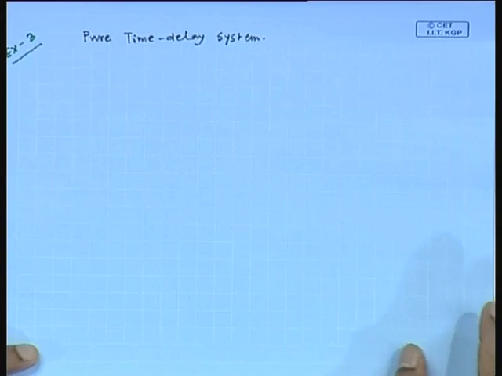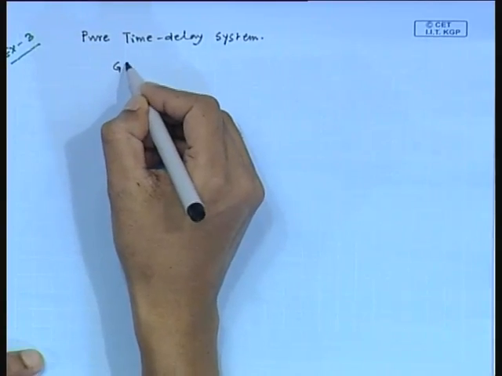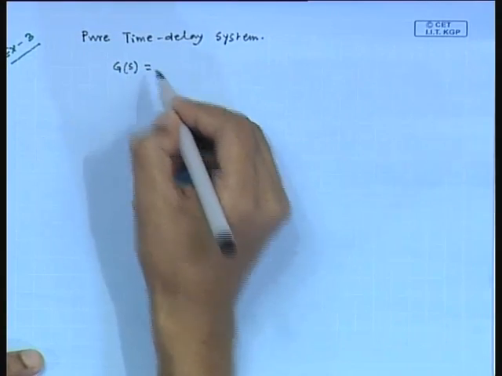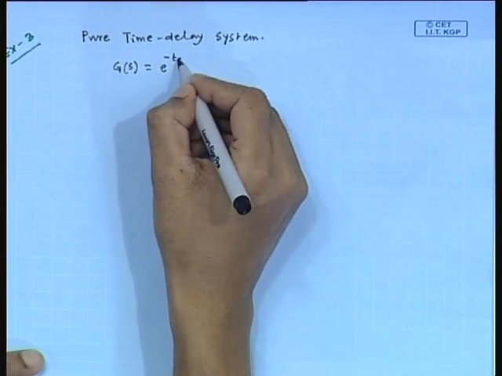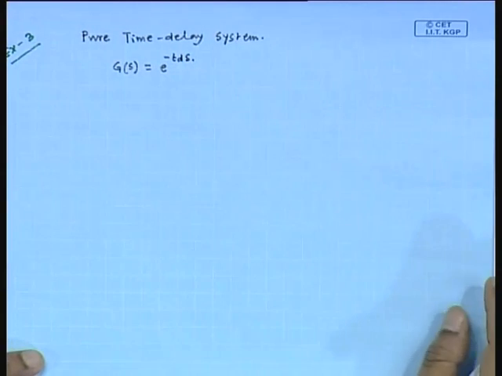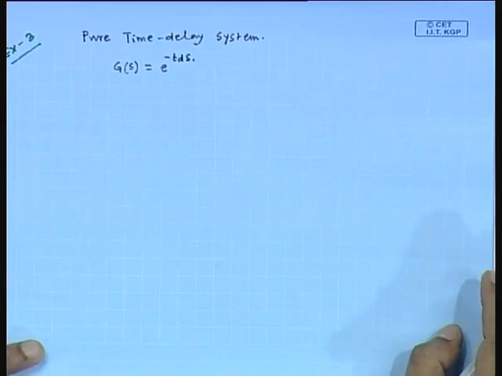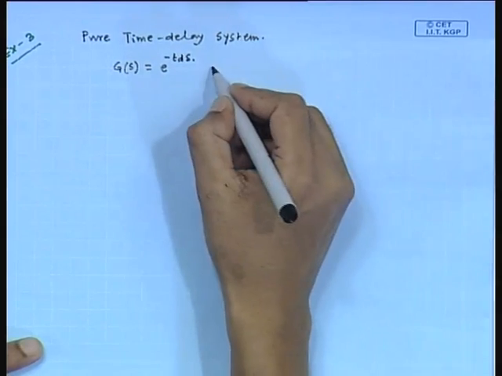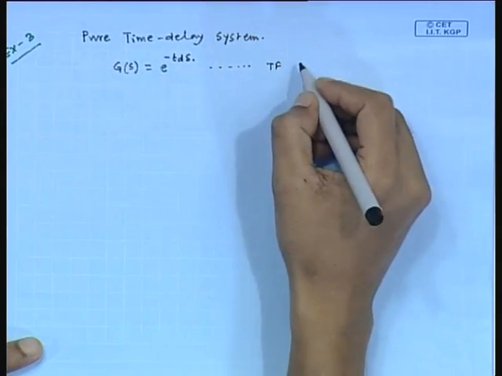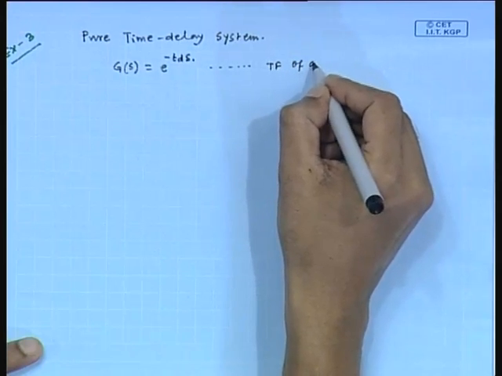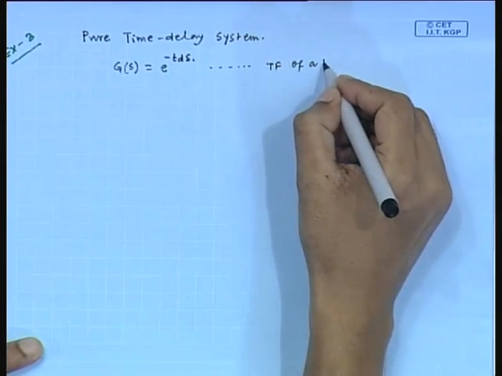How can we represent the pure time delay system? I mean, what is the transfer function? G(s) is equal to exponential of minus T_D s. T_D is the dead time. So, this is the transfer function of a time delay system.